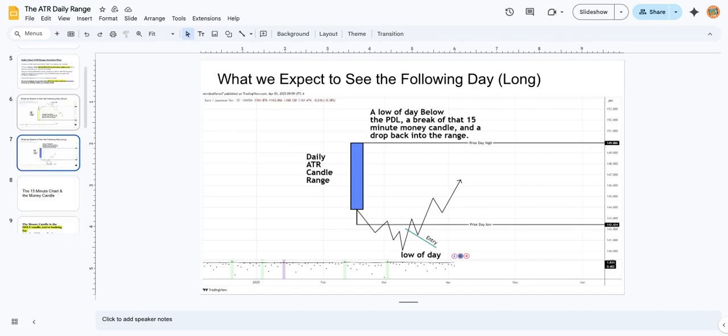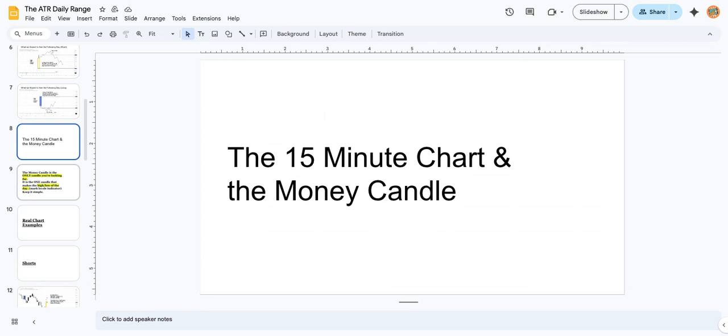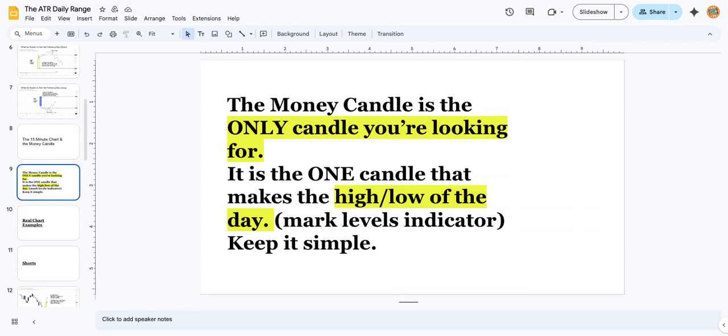Okay, but let's take a look at some chart examples real quick as I talk about the money candle. And let's remember that the money candle is the only candle that you're looking for on the 15-minute chart, okay? It is the one candle that makes the high or the low of the current day. Remember, that's the market levels indicator. To get that indicator and see how to set it up, once again, the links are in the description to do that.